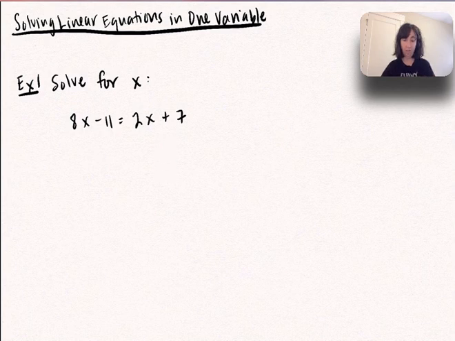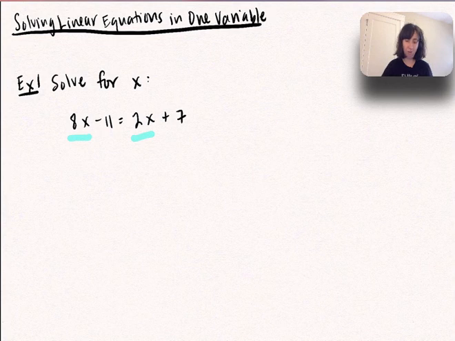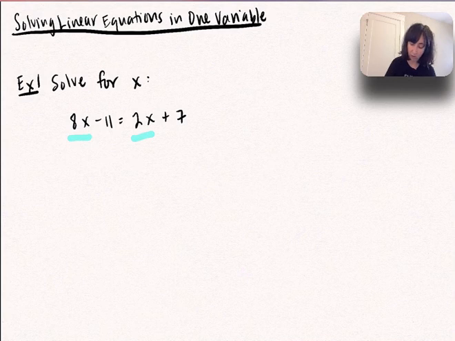Now, how do we get a single x on one side? Notice that in this equation, we have an 8x on the left and a 2x on the right. In other words, we have x's on both sides of the equation. I'm going to try to make it so that there's only x's on one side of the equation. How do I do that? Well, if I have a 2x here, I can make it so there's not a 2x there by subtracting 2x.